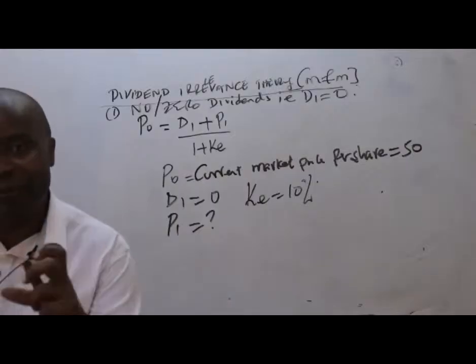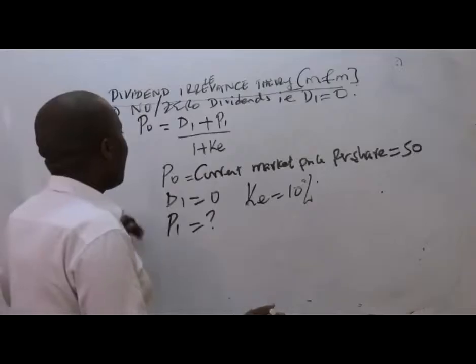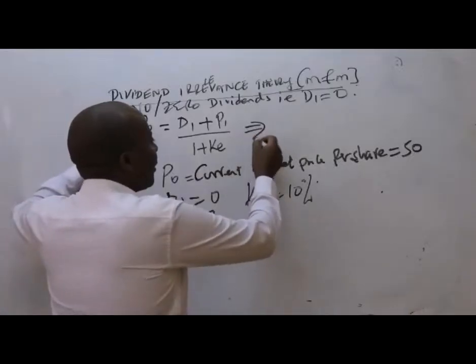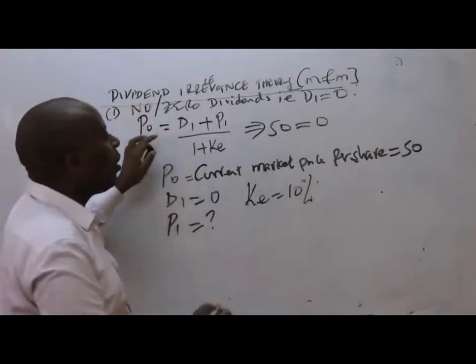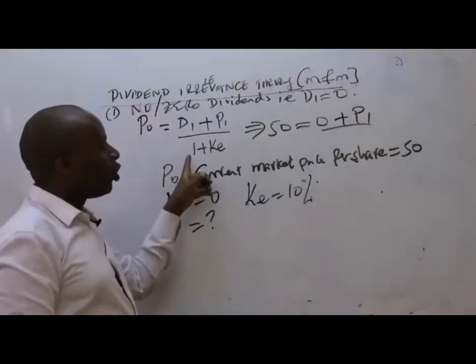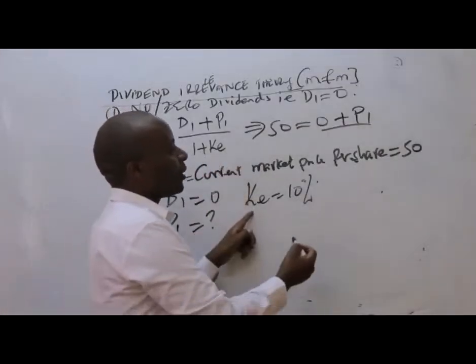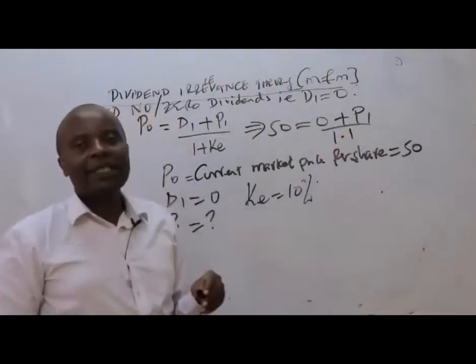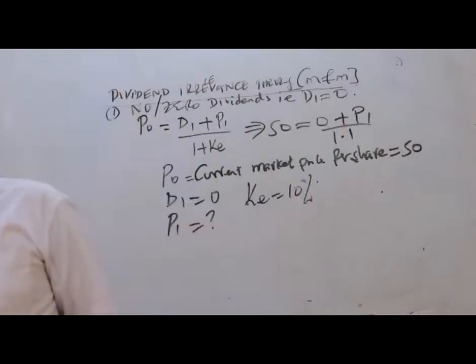So is there somebody who can make some adjustments there so that Olivia already has an answer? So in this case, our P0 is 50, which will be equal to D1, that is 0, plus P1, that we do not really know the value of at the moment, all over 1 plus KE, cost of equity, which is 10%. So 1 plus 10% is the same as 1.1.